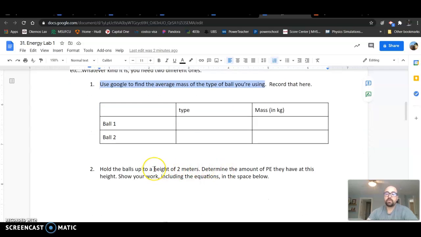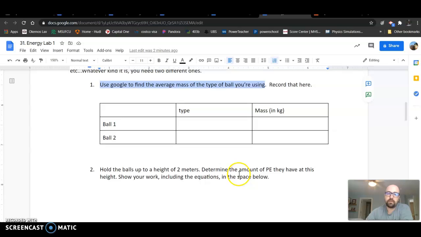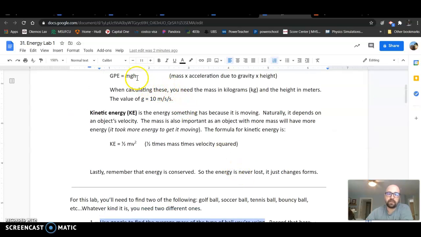You're going to lift those up to a height of 2 meters. That should be above your head. 6 feet is like 1.6 meters or something, so a little bit above your head. And then you have to determine how much potential energy they have. So, here's our formula right here, and we want to use that.